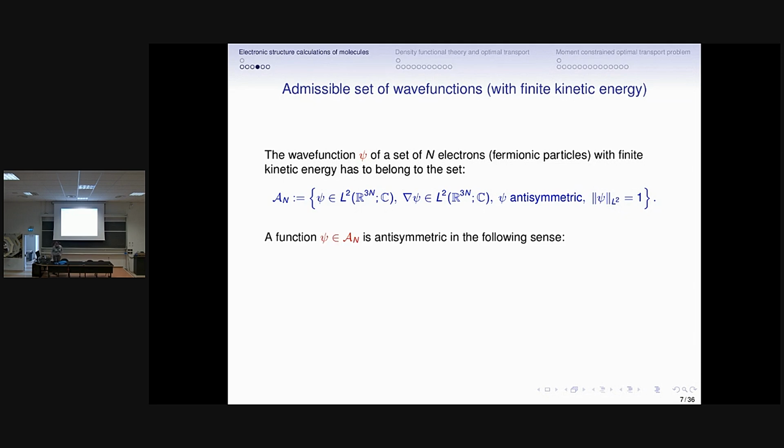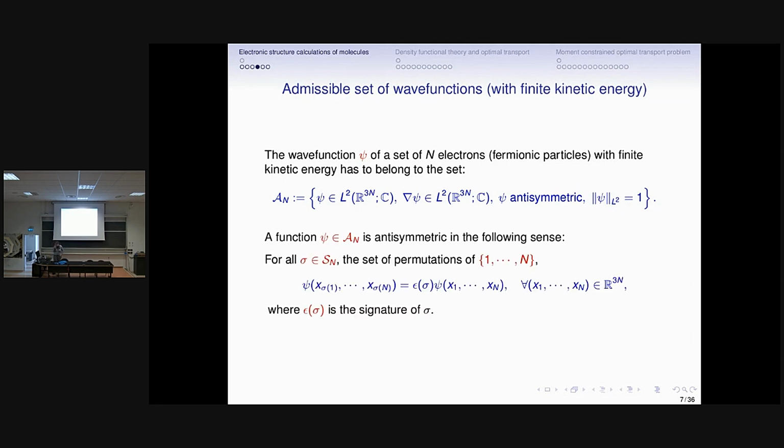This is actually a consequence of the so-called Pauli principle, which states that you cannot find two electrons at the same location, to make a long story short. In particular, this anti-symmetry property is written in the following sense. If you consider sigma to be a permutation of the set 1, 2, up to n, and you evaluate the wave function psi at points x_sigma(1) up to x_sigma(n), this has to be equal to the signature of the permutation sigma times the value of psi evaluated at x1 up to xn.